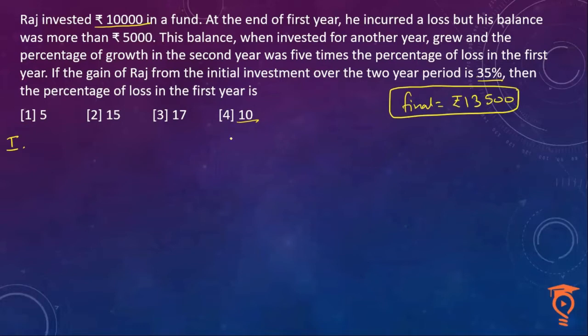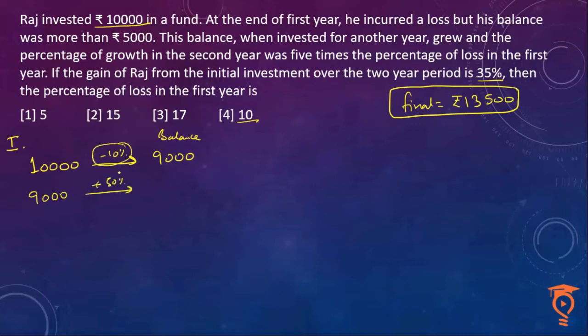So the story is 10,000 rupees. There was a 10% loss. The balance is 9,000 rupees. Now this 9,000 rupees, there is a gain of 50%, 5 times of the loss earlier, and you get 13,500. Bingo. Job is done.